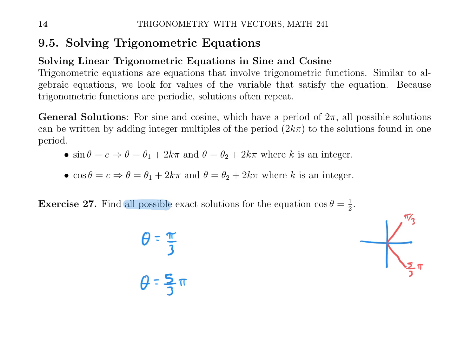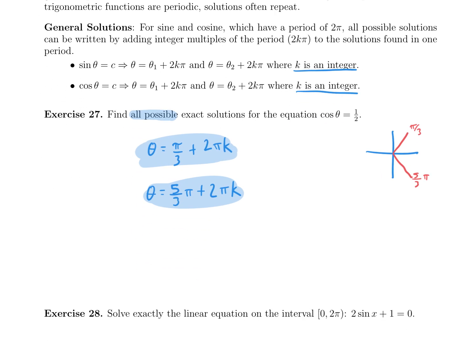That's what we're going to do here because they're asking for all possible solutions. We're going to add 2 pi k or 2k pi, it doesn't really matter. I like to add 2 pi k, where k represents any integer. Those are all the solutions. That's how you represent all the solutions, because you can always find a coterminal angle that would also be a solution. Okay, let's move on to the next problem.